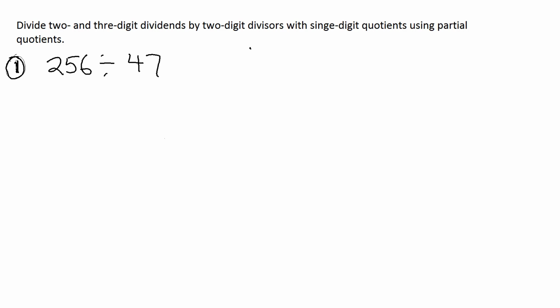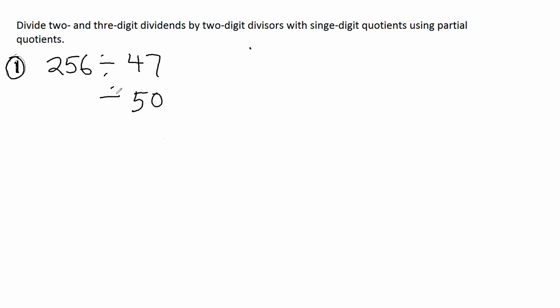Okay, today we're looking at dividing 2 and 3-digit dividends by 2-digit divisors with a single-digit quotient using partial quotients. So our first step, as always, is going to be to estimate. I'm going to look at my divisor first. I see 47, and I'm going to round that off to 50.